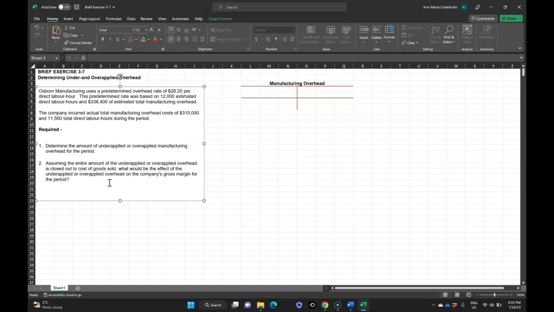Now the first place that I'll start is in this manufacturing overhead account, and I need to know what all of the actual manufacturing overhead is. So remember, this was indirect labor, indirect materials, and all other manufacturing costs aside from direct materials or direct labor that were involved with making our product for the period. So in the question it says the company incurred actual total manufacturing overhead of $315. So all of our actual go on the debit side.